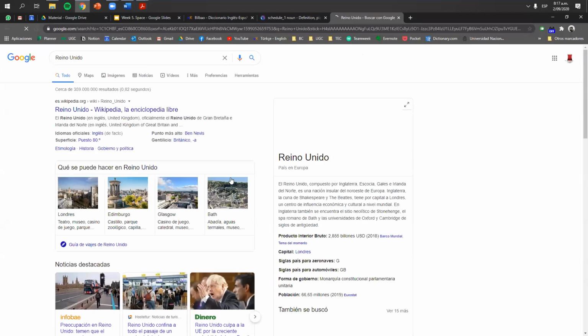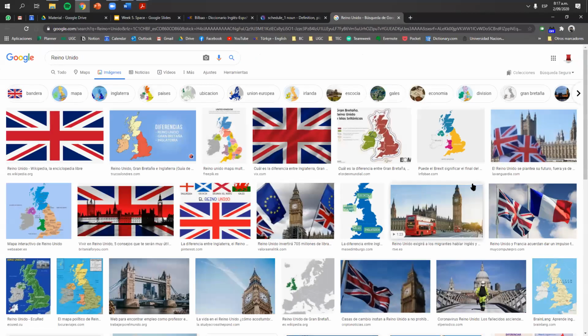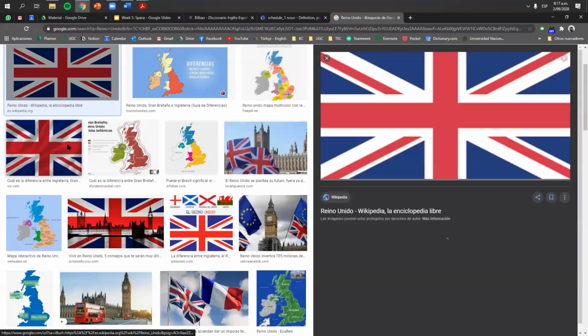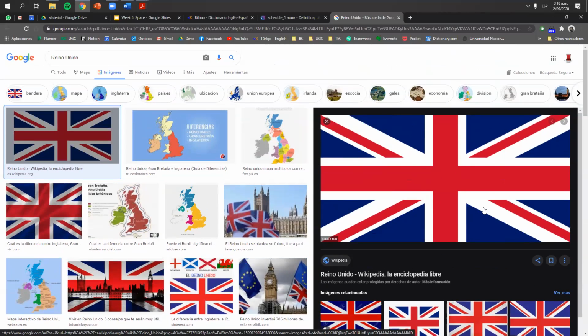Yesterday, I wanted to ask you about this flag also when we were talking about the United Kingdom and everything. I'm gonna explain it super quick, okay? I don't know if you guys know what's the name of this flag, because this flag has a name.